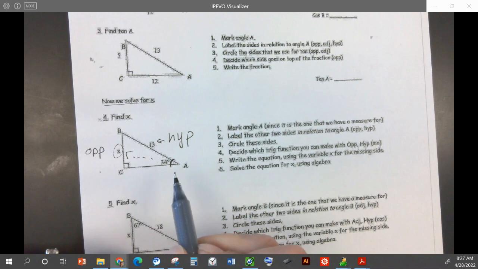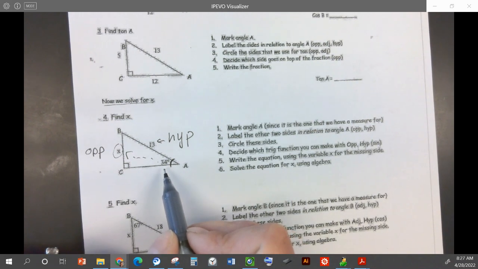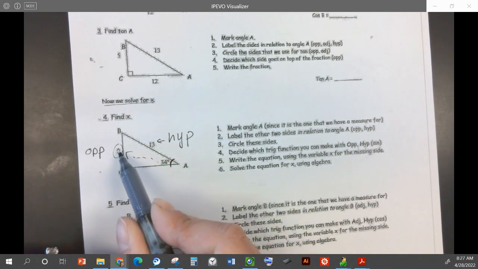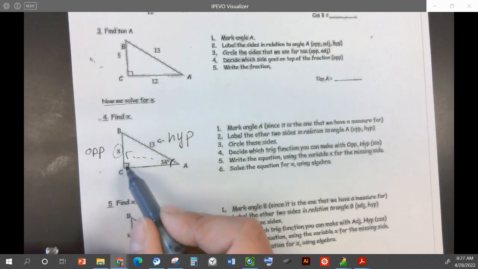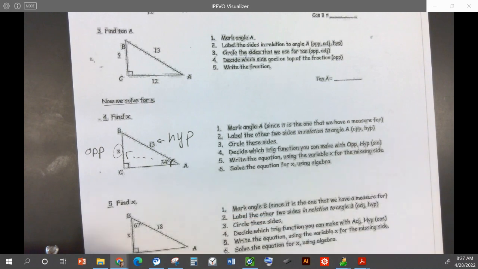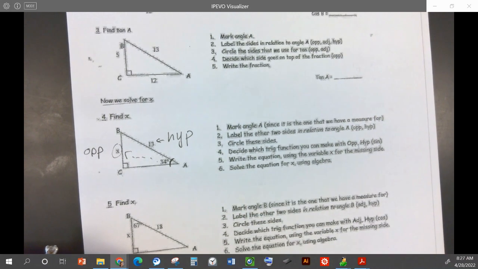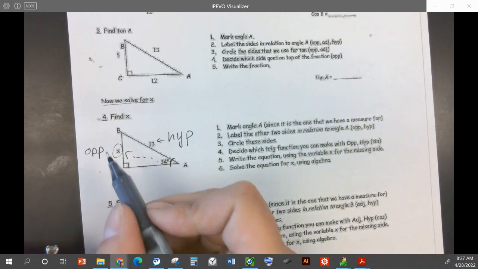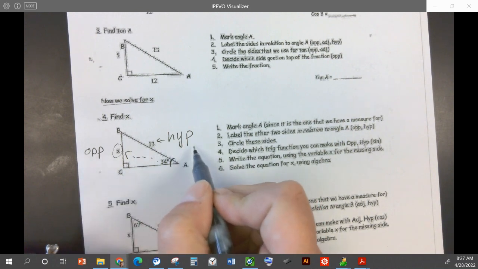Okay. So now we need to decide what we are going to use. We have the opposite side and we have the hypotenuse. Our trig functions are sine, cosine, and tangent. Which trig function goes with the opposite side and the hypotenuse side?